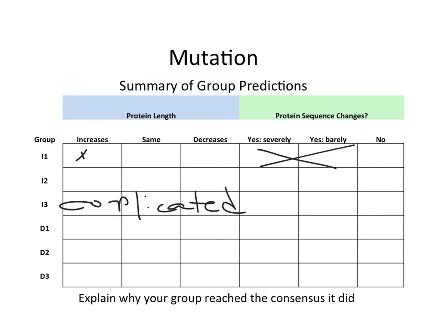How about D1s? What's the prediction? You delete 1 nucleotide or 4 nucleotides or 7 or 10, what does that do to your protein? You think? Shortens it? Okay. Does it change the protein sequence? Probably. So we're going to say yes. What about D2s? If you delete 2 or 5 or 8 or 11 nucleotides.